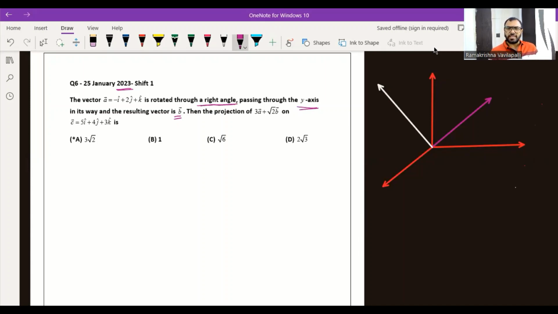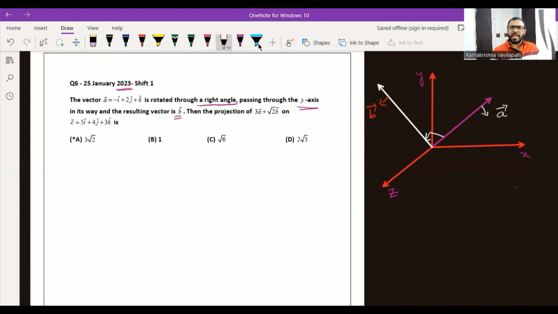So first you assume this is the z-axis, this is the x-axis, and this is the y-axis. Now assume this is the A bar vector. Now the resultant vector is the B bar vector. We have rotated the A bar vector by 90 degrees like this, passing through the y-axis. So what is the concept here?